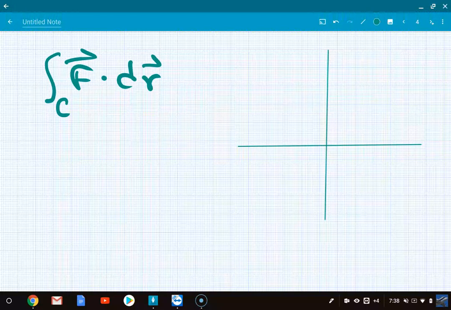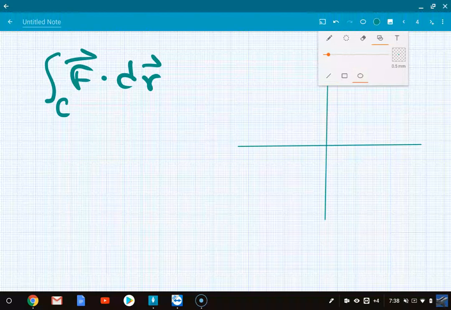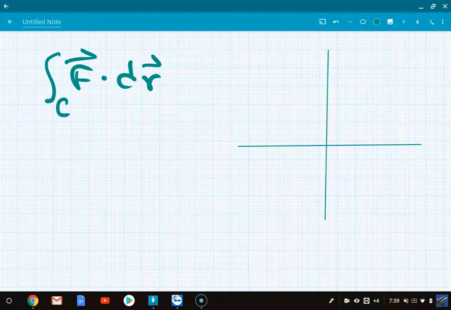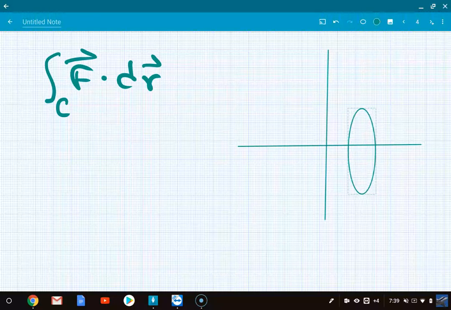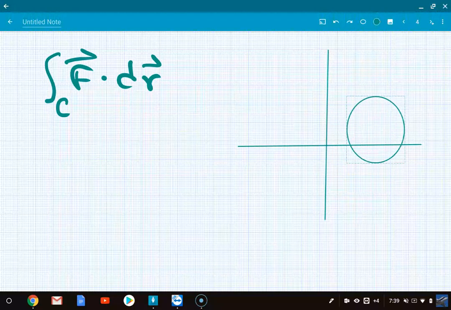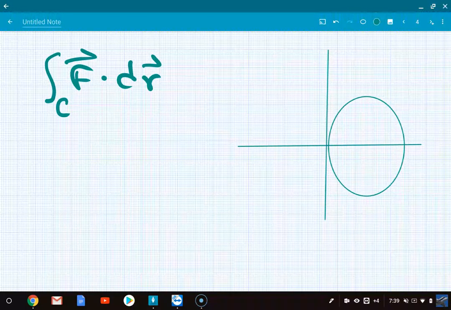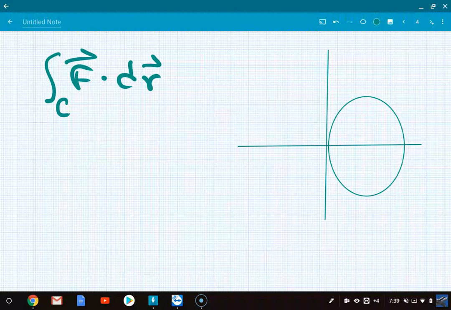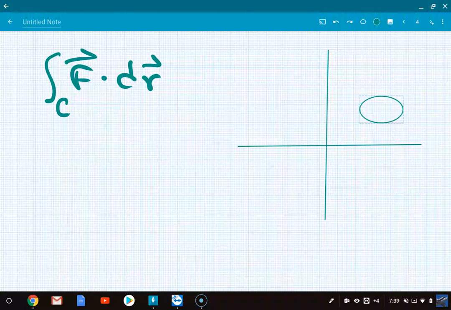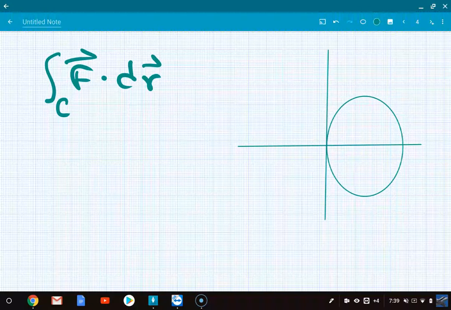Okay. What else do I want? Let's make a circle. Okay, so it's a circle centered at (1, 0) of radius 1. Can I draw that? No, of course not. Pretend that's a circle of radius 1 centered at (1, 0).